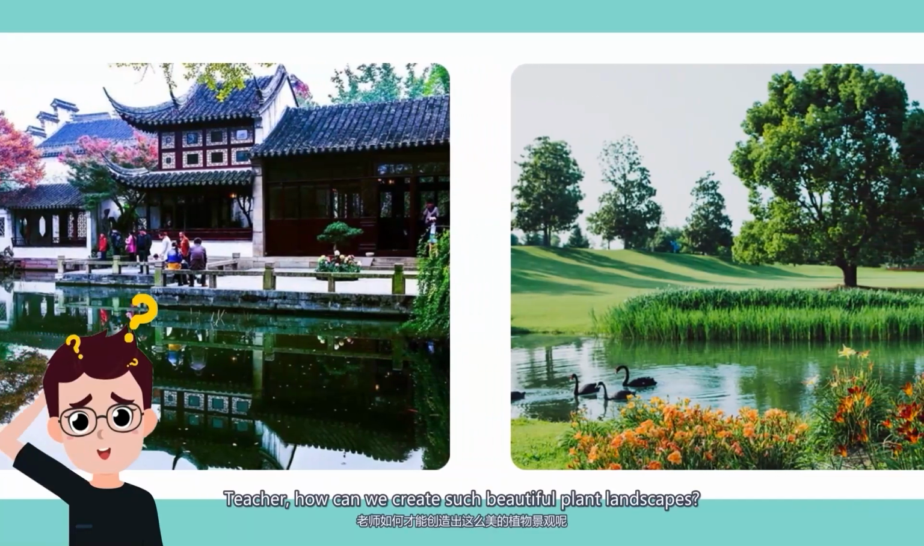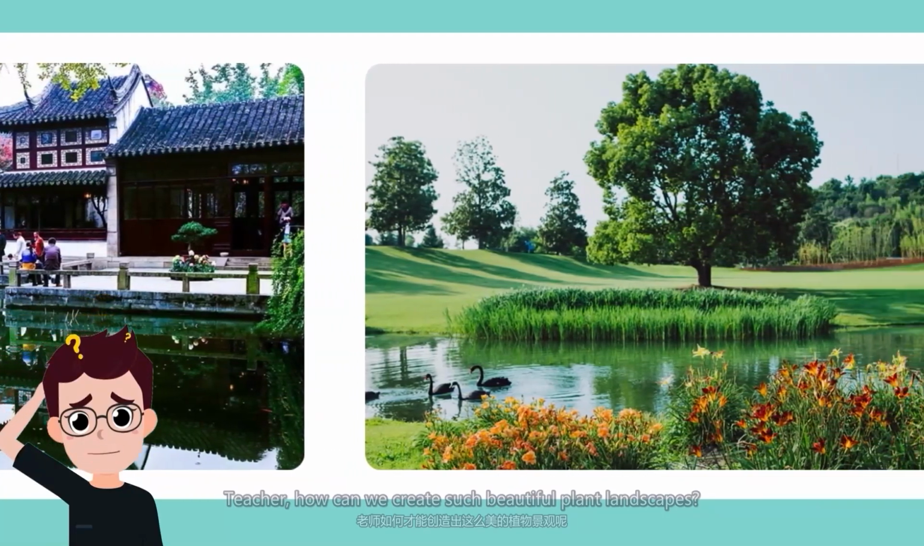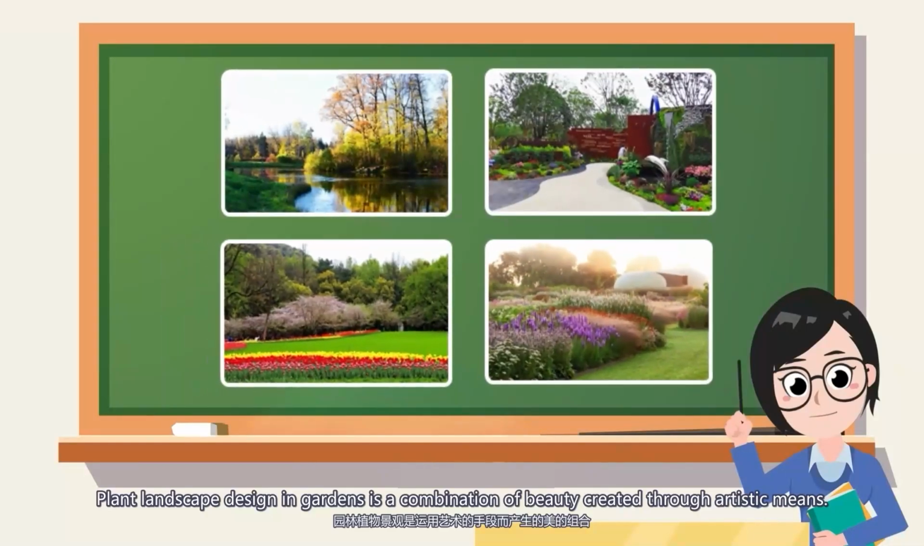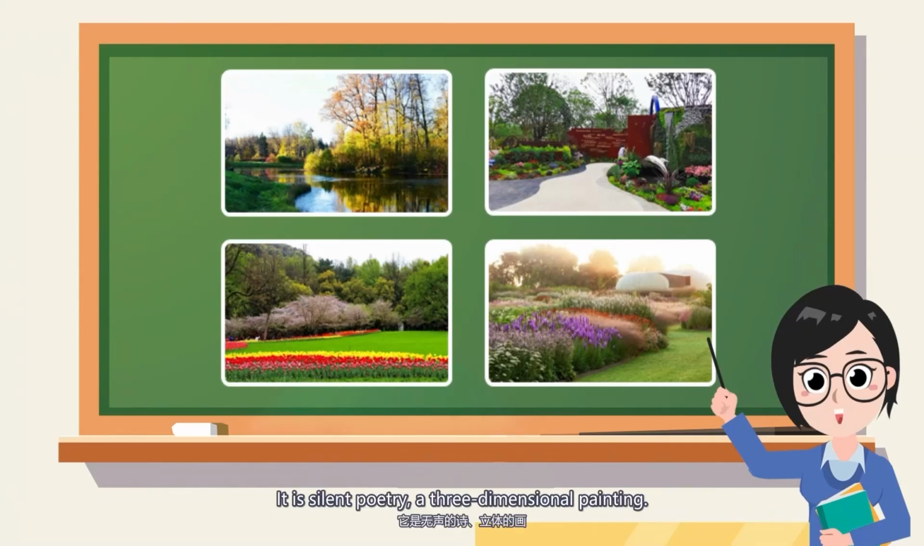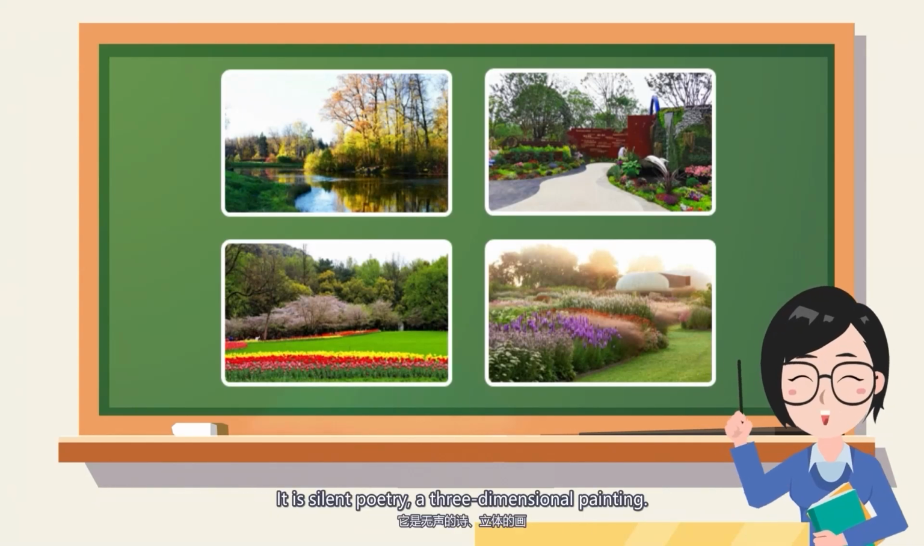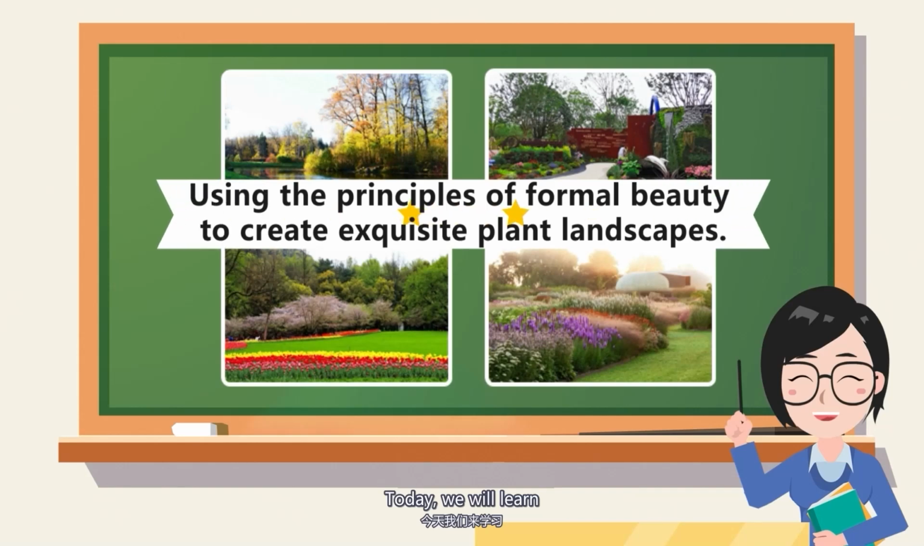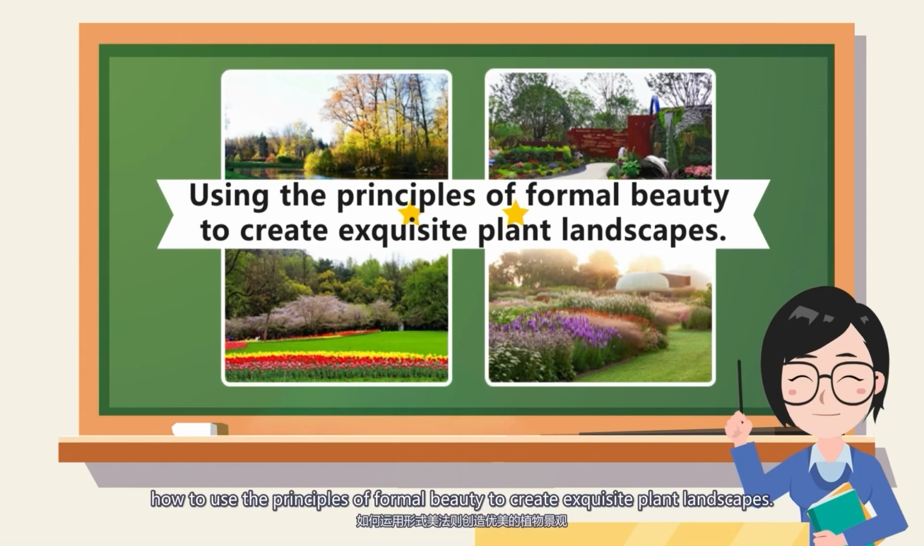Teacher, how can we create such beautiful plant landscapes? Plant landscape design in gardens is a combination of beauty created through artistic means. It is silent poetry, a three-dimensional painting. Today, we will learn how to use the principles of formal beauty to create exquisite plant landscapes.